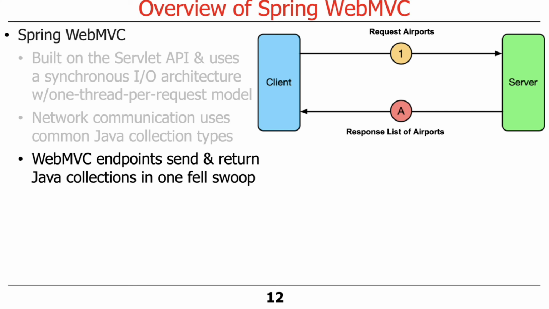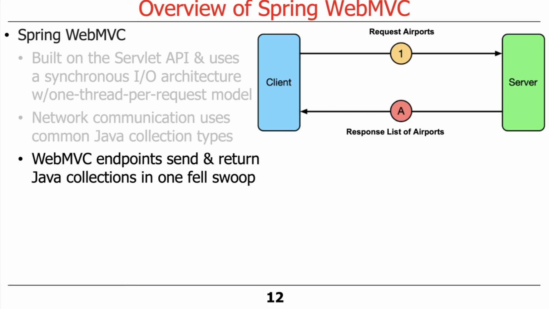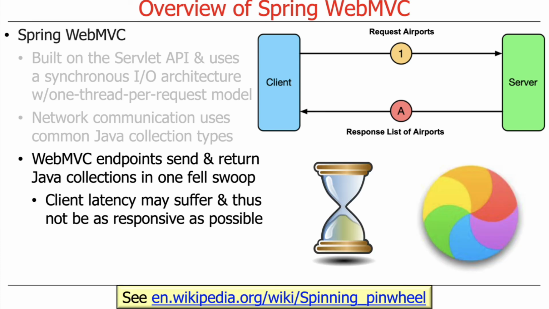When you deal with Spring WebMVC and you make a request like we saw here to get the departure dates, the results come back in one fell swoop. So the parameters that are sent over, which in this case would be a pair of strings, go over in one HTTP message. And then the result comes back as a list of local dates. That comes back as a single operation. And that will, of course, be encoded under the hood by default with good old JSON and other representations that use JSON-based encoding. That's okay.